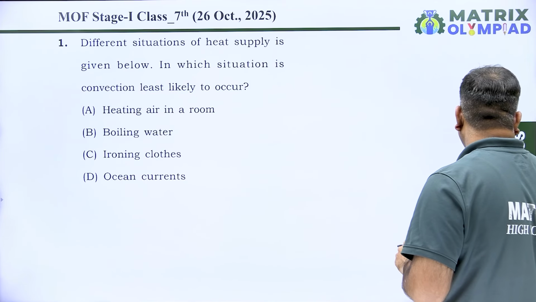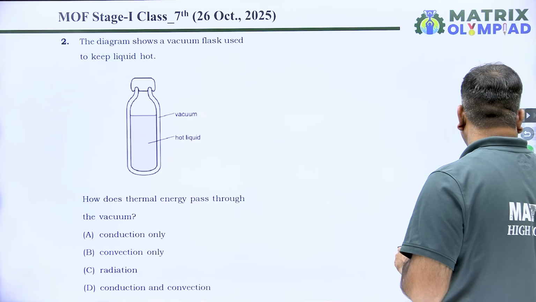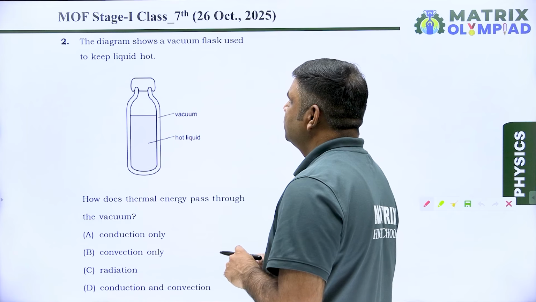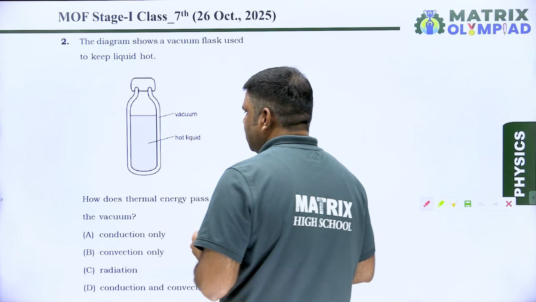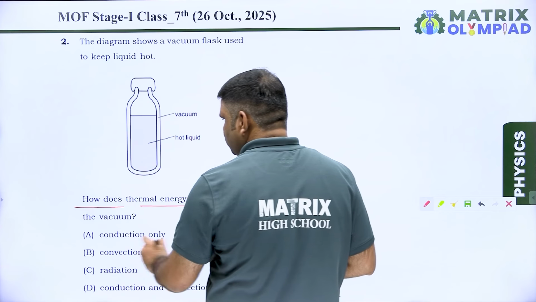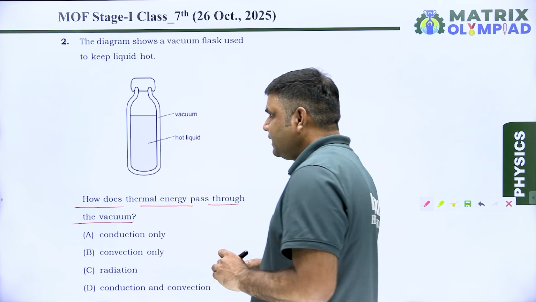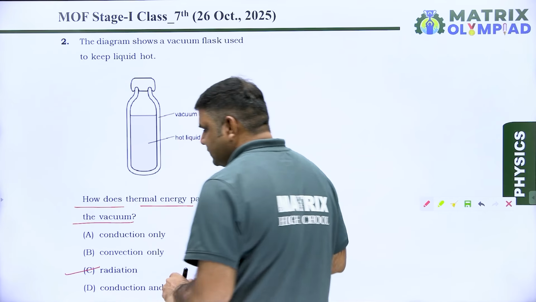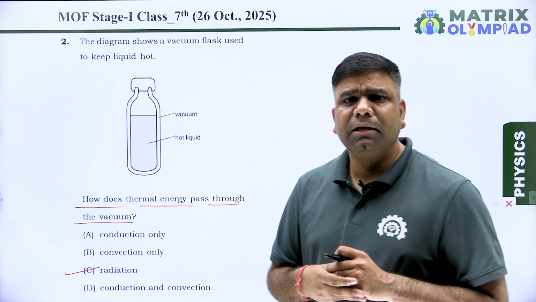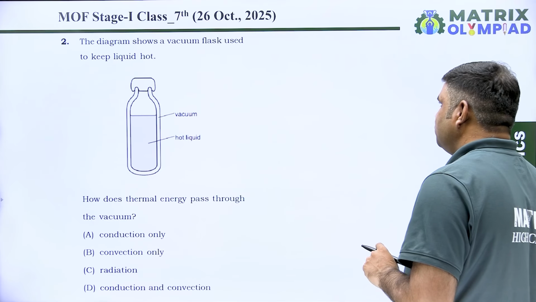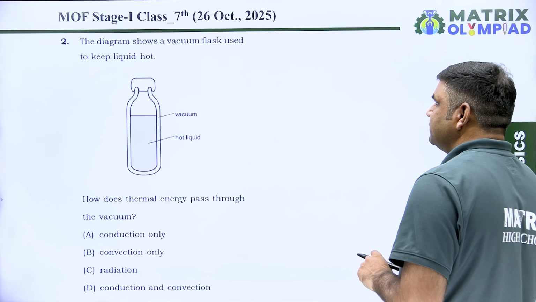Move to the next question, question number 2. In question number 2, the diagram shows a vacuum flask used to keep hot water. Now the question says, how does thermal energy pass through the vacuum? So our correct answer of question number 2 is option C, radiation. Why radiation? Because radiation does not need a medium. So our correct answer is C. Move to the next, question number 3.